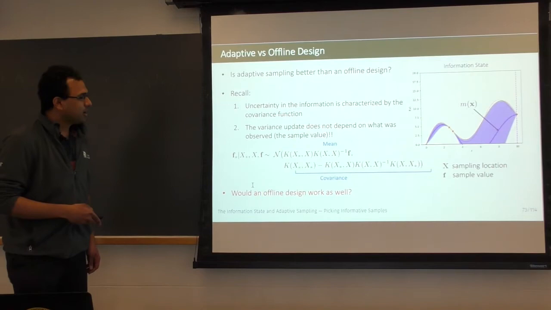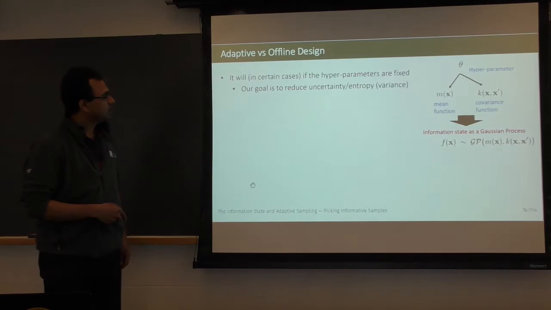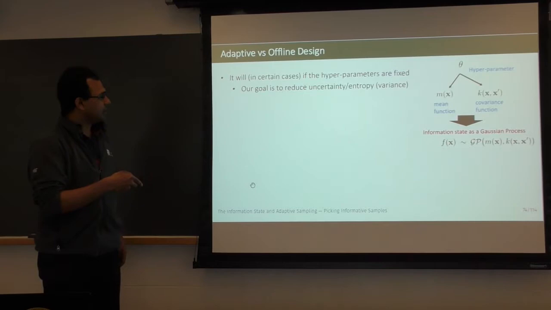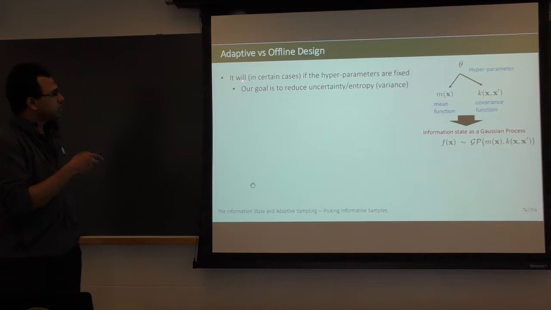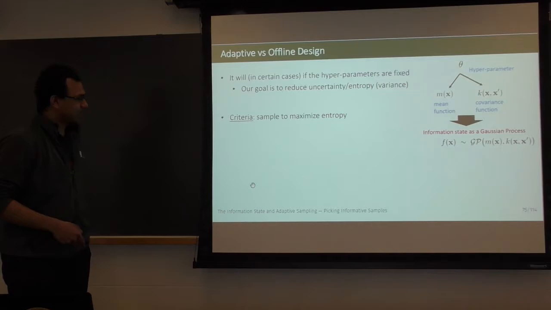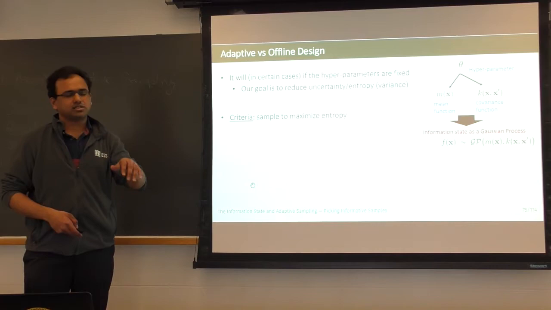Okay, that's because we didn't know what our covariance and mean functions were. That is, we had some hyperparameters characterizing the mean and covariance, and there was uncertainty there. So adaptive design will be almost the same as offline design when the hyperparameters are fixed, and our goal is to reduce uncertainty, that is the variance. So let's say our criterion is to sample at points which maximize entropy. That gives us the most information, crudely speaking.